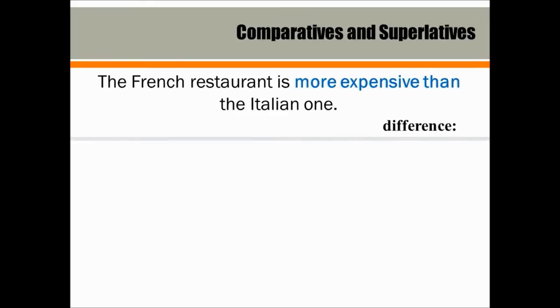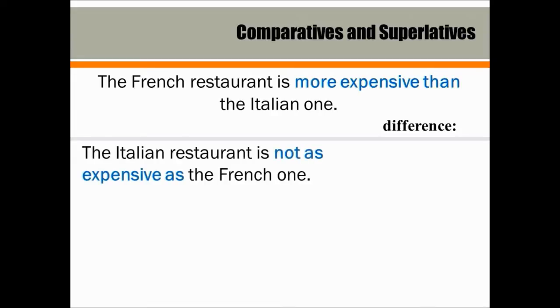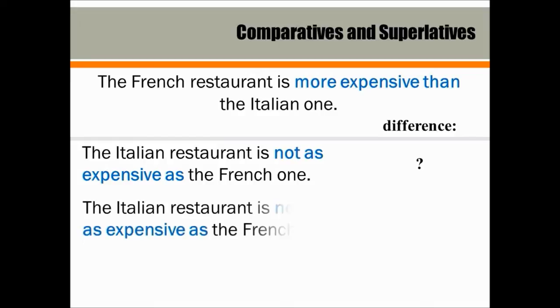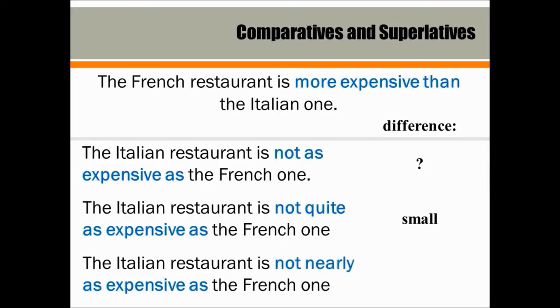Look at this sentence. The French restaurant is more expensive than the Italian one. It's possible to say this in a different way, but starting with the Italian restaurant. The Italian restaurant is not as expensive as the French one. Here we don't know the difference in price. The Italian restaurant is not quite as expensive as the French one. Here we know that the difference is small. The Italian restaurant is not nearly as expensive as the French one. Here the difference is big.